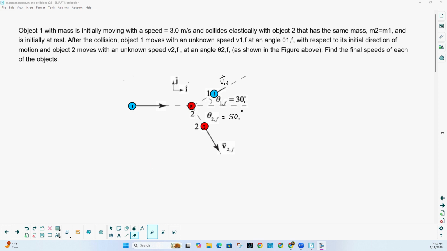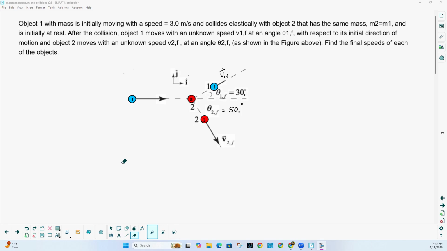Right, in this video, we're going to go ahead and solve a two-dimensional collision problem. This is an elastic collision, not an inelastic collision. That's one of the problems with saying we're doing an elastic problem. It sometimes sounds like inelastic.